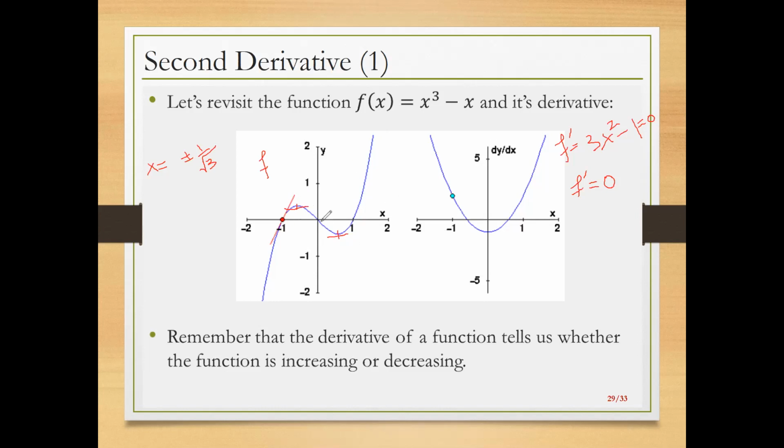So x is equal to 0 does not satisfy this. If I put x is equal to 0, I would get f prime is equal to minus 1. So I see that the derivative, the slope, is negative, and therefore I cannot say that this is a critical point. Is it clear? So there are only two critical points for this function, and those points are plus minus 1 divided by square root of 3.